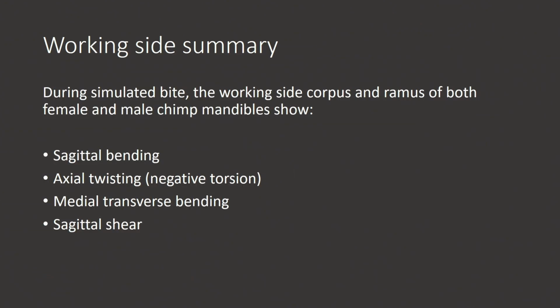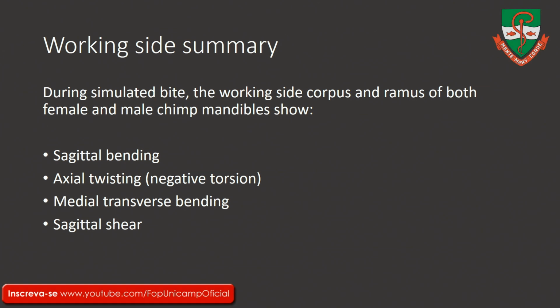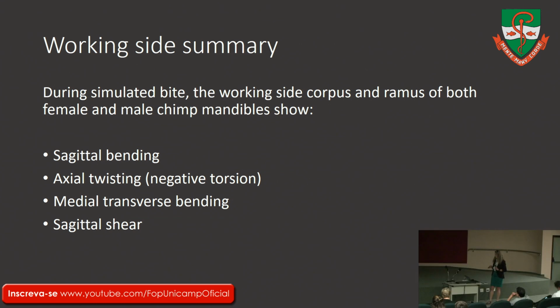So during simulated biting, what I'm finding is that the working side corpus and ramus of both male and female chimps are showing signs of sagittal bending, axial twisting, medial transverse bending rather than lateral, and sagittal shear.